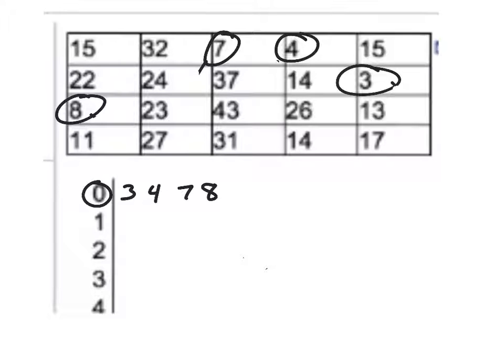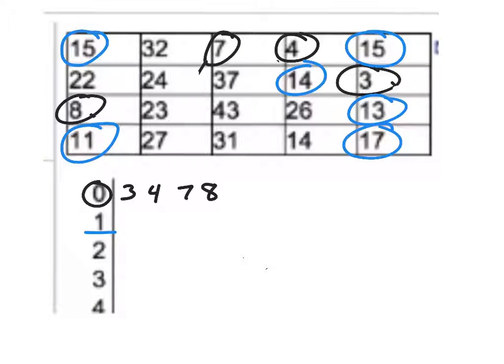Now I need to look for the numbers that have a 1 in the tens place so that I can add those leaves. So I've got here, here, here, here, here, and here. Let's see if I've gotten them all right. There should be 7. 1, 2, 3, 4, 5, 6. There we go, 7. So the ones I just circled in blue are all of the ones that have a 1 in the tens place.